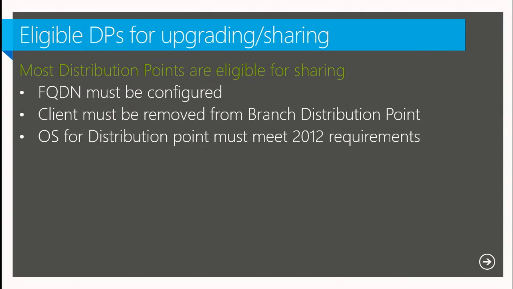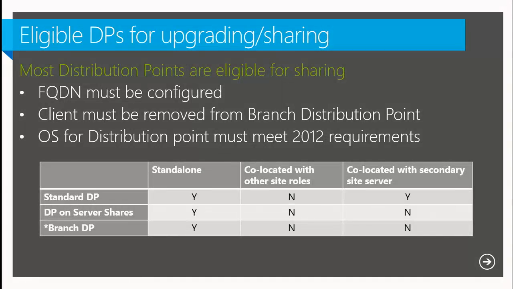If you're going to be doing an upgrade of the branch distribution point, you need to make sure to remove the client from that branch DP before you do so. And in any case, you must make sure that the operating system of whatever distribution point that you're going to be upgrading meets the requirements for 2012. So that is, if you have an older DP that is using a supported operating system on Config Manager 2007 that's no longer supported for 2012, then you'll need to remediate that either by upgrading the operating system or by not doing a DP upgrade. And then here's a chart that also shows that as well.